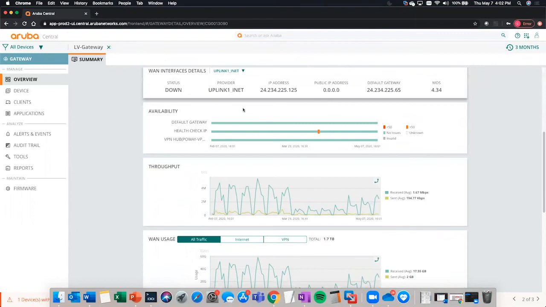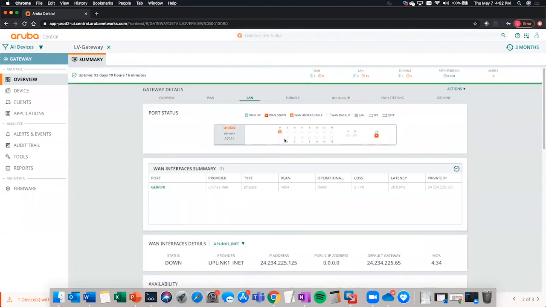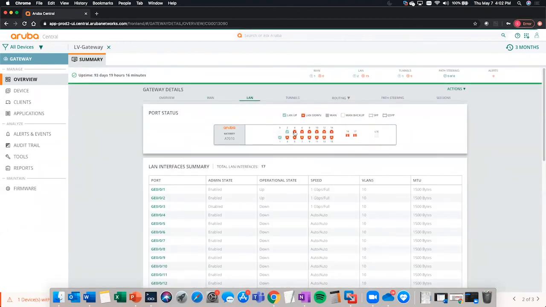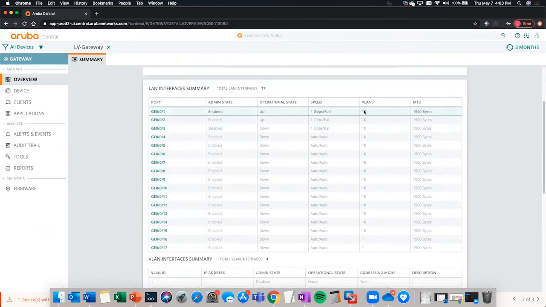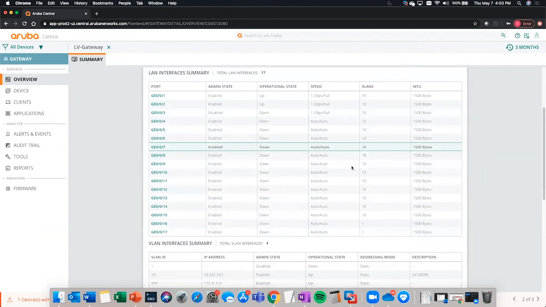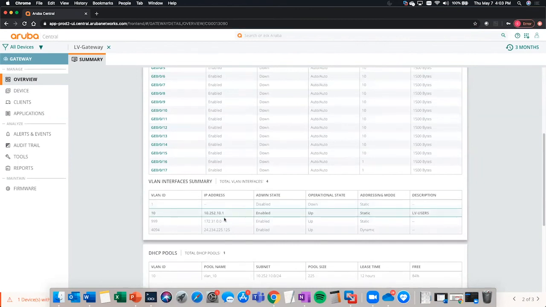So we can look at the availability, we can look at the throughput again, and then the WAN usage is the same kind of thing. The LAN, you can see the ports that are defined as WAN, LAN, which ones are up, and then you can look down here and see what VLANs are associated with each one of those links. So you can do them as trunks or access ports and be able to push all that information out to them. So you can see here we are actually acting as the gateway for this 10.250.10.0 network, and that's the users that are out at that site.